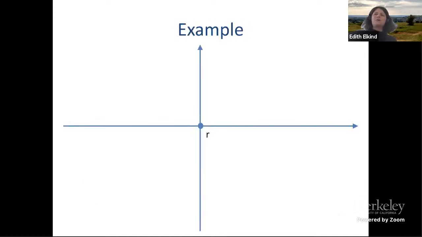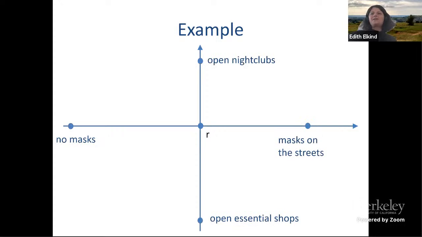Okay, so let's do an example. Let's talk about the pandemic response. I'm thinking of pandemic response as operating on two major axes. One is what is open and what is closed, and that can range from only keeping the essential shops open, so let's say this is the minimum amount of openness that the society needs to function, up to, say, open nightclubs that are both inessential and potentially very bad for spreading COVID. So this is my openness axis.